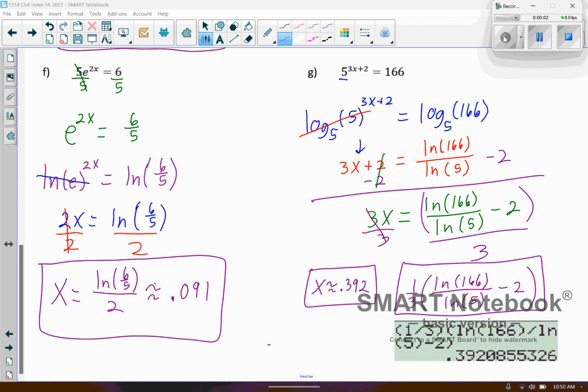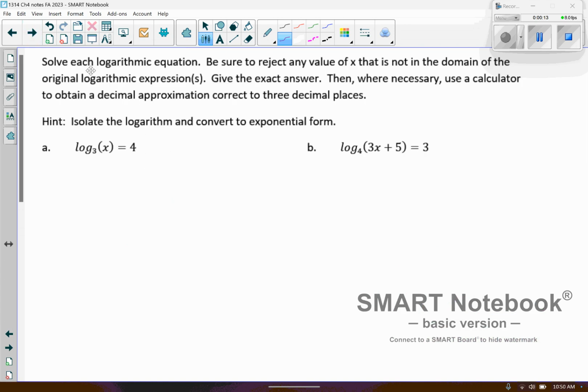Okay, we're continuing 4.4 here, and we just got done solving exponential equations. Now we're going to move on and solve logarithmic equations. Right here, we're going to solve each logarithmic equation. Be sure to reject any x values that are not in the domain of the original logarithmic expression or expressions.